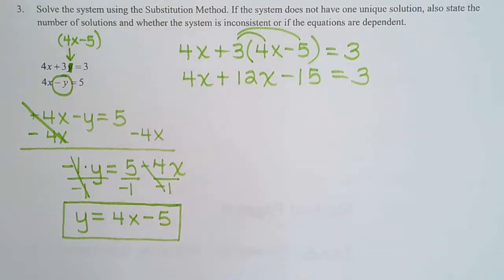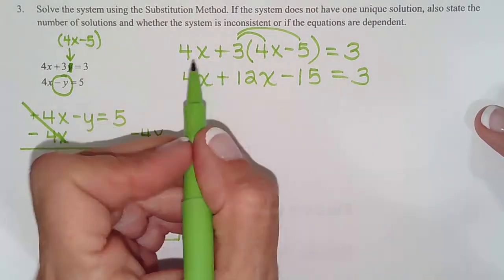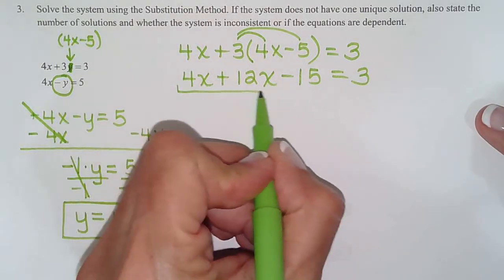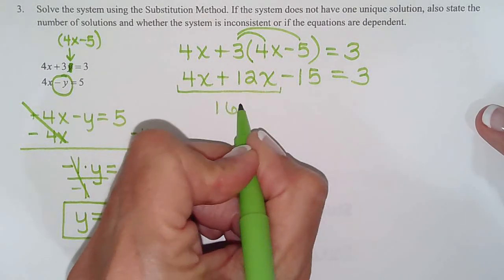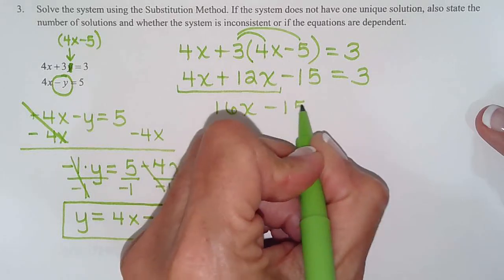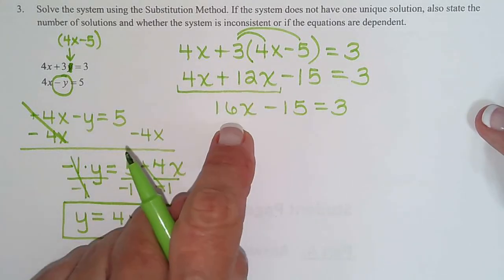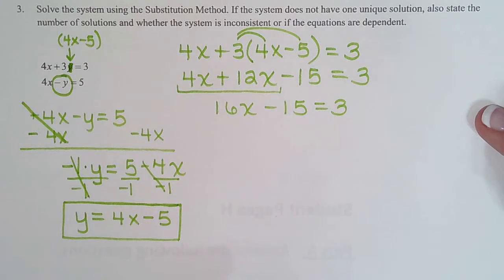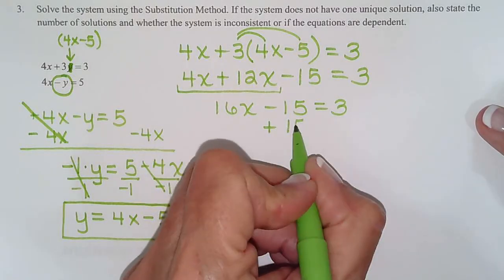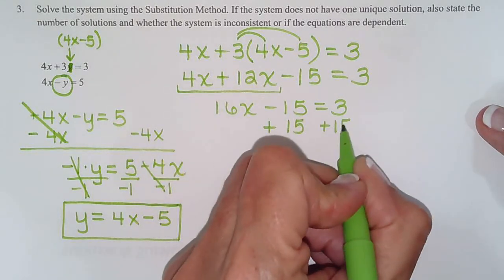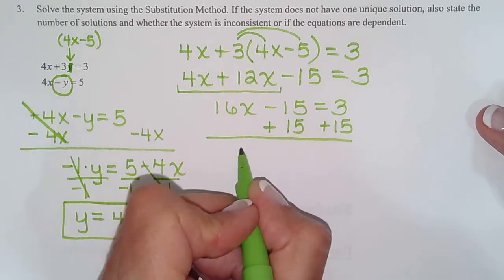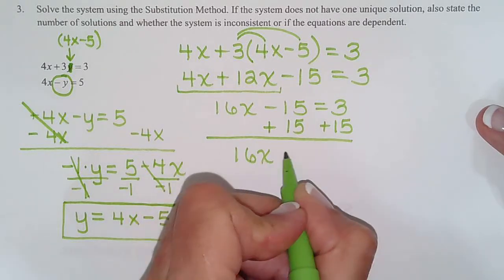So we learned the first thing you do is distribute parentheses. The second thing you do is combine like terms. So I can see we have 16x minus 15 equals 3. So 4x plus 12x, 16x minus 15 equals 3. So then we have to add 15, add 15, and we get 16x equals 18.